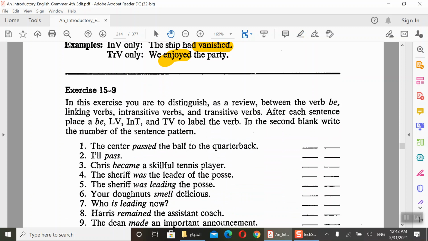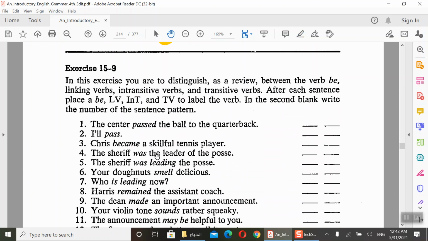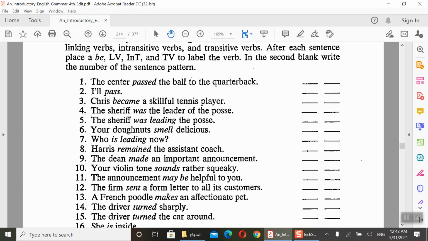Here we have exercises. I will pass to the sentences. Number 1, 7 or 6, button.